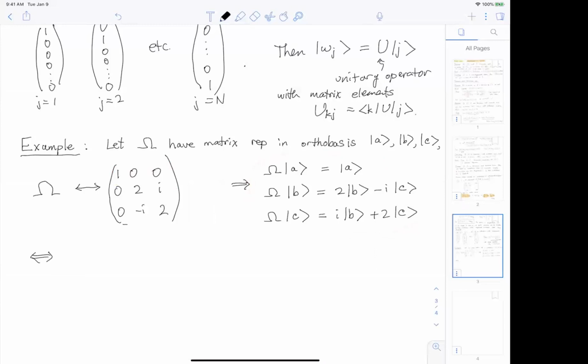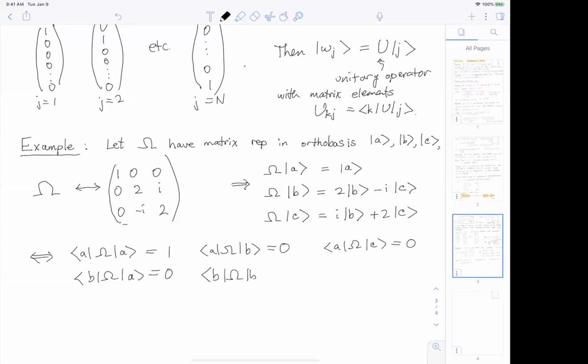Okay, so in any case, another way of specifying this is just to give a complete list of all the matrix elements. That would be as follows. A omega A, that's a matrix element, is equal to 1. That's from here. A omega B is equal to 0. A omega C is equal to 0. B omega A is equal to 0. B omega B is equal to 2. And B omega C is equal to I, which we're recognizing from this entry.